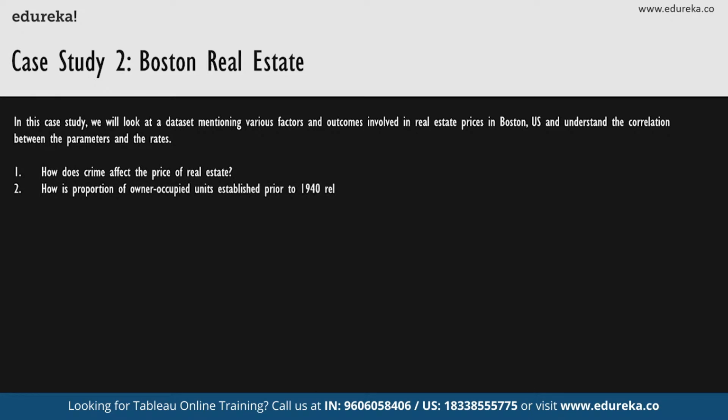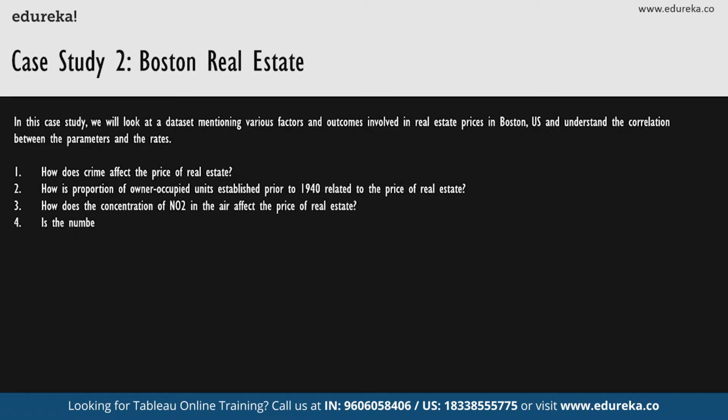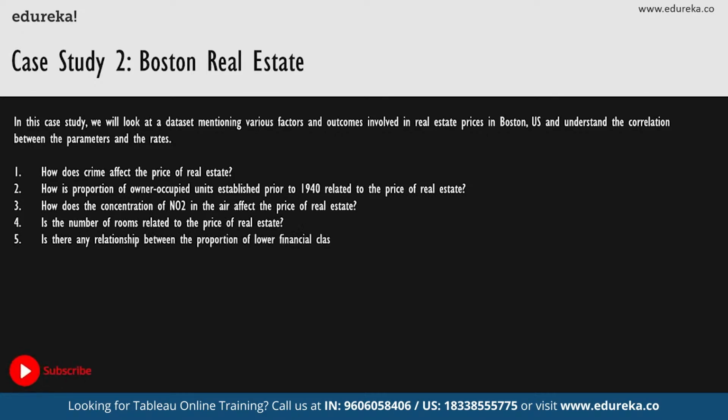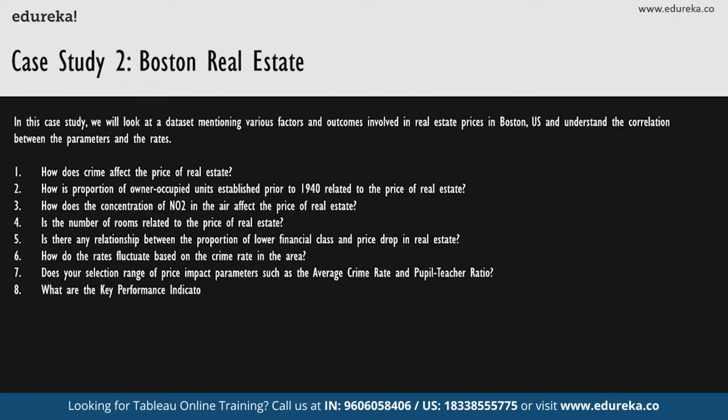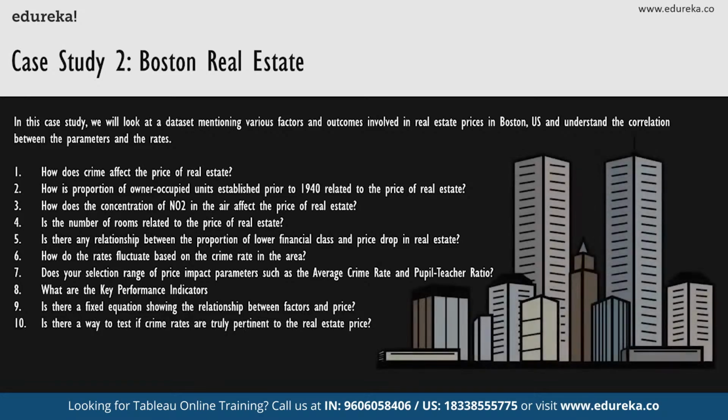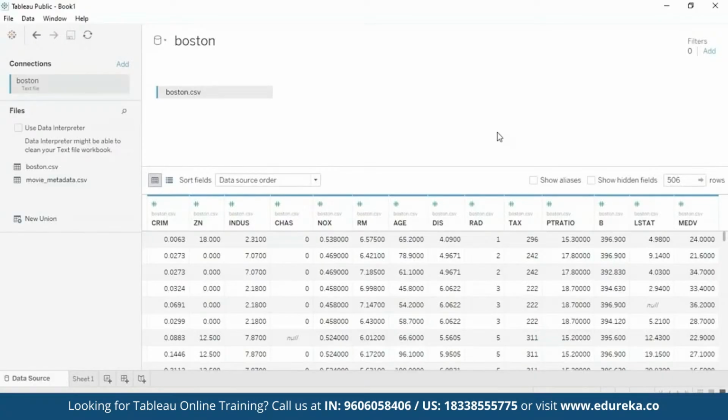Through this exercise, we will try to find out how crime affects the price of real estate, how the age of the building or the proportion of owner occupied buildings affects the price of the estate, how the number of rooms is related with the price of the flat, and how these rates vary in time. Basically, we are going to create a couple of KPIs which are going to help us make a decision regarding purchasing a plot in said real estate. So without much ado, let's move on to our Tableau desktop.